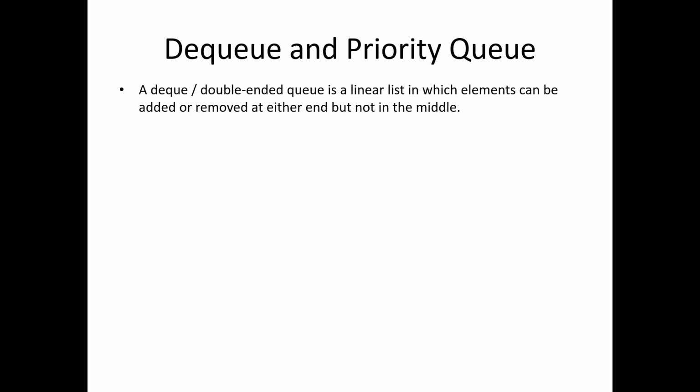So what is the difference? In a queue, elements can only be inserted in the rear and can only be deleted from the front. But if it's a dequeue or a double-ended queue, elements can be added or deleted from the front end also and the rear end also. Hence the name dequeue, double-ended queue.